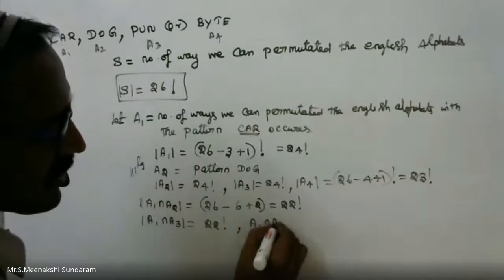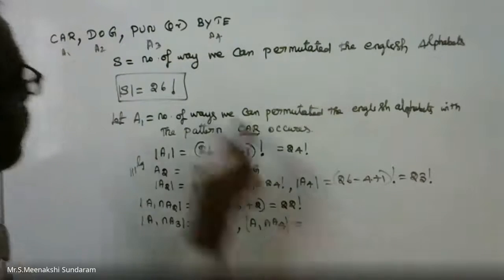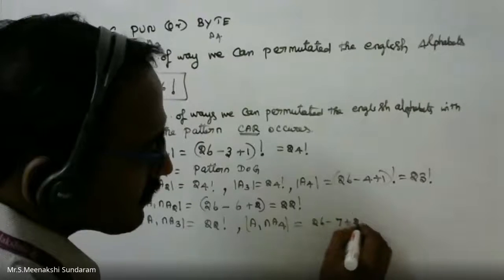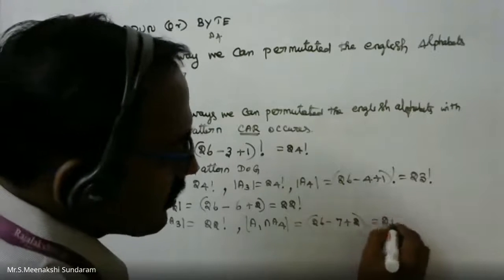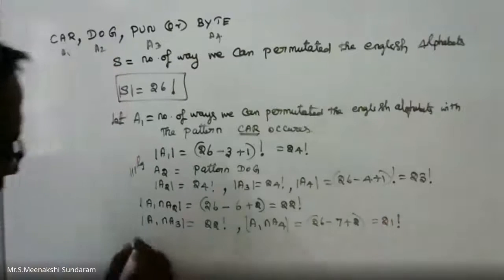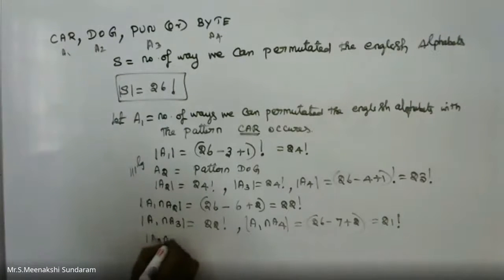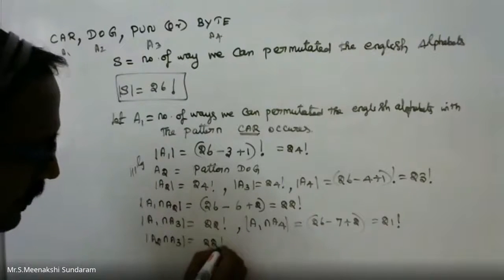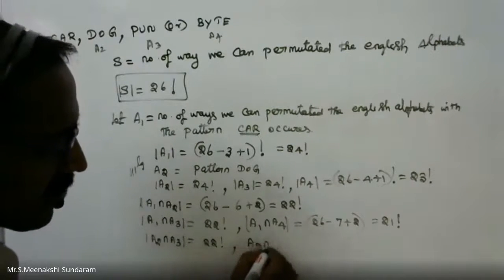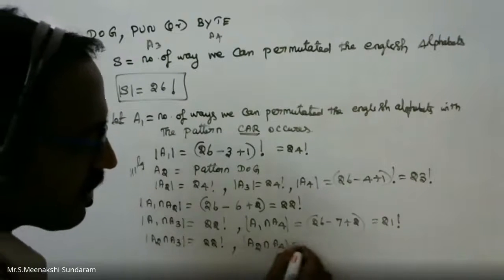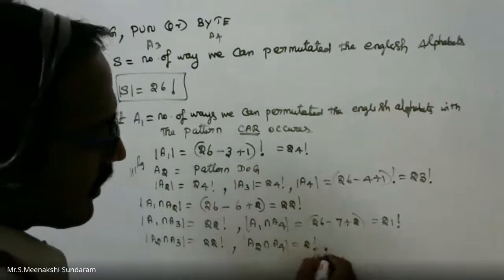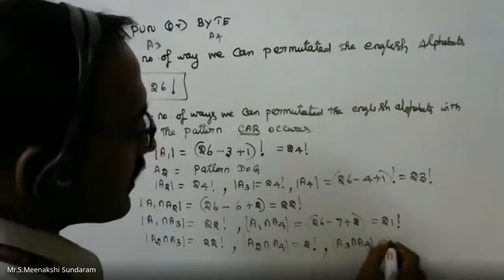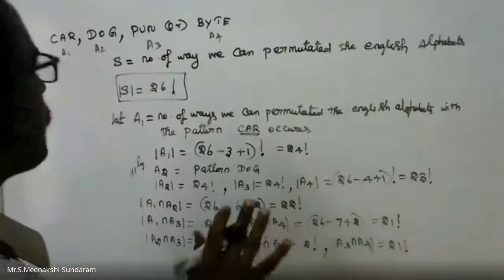A1 intersection A4, how many possibilities are there? 26 minus 7 plus 2. So 28 minus 7, 21 factorial. And A2 intersection A3, A2 and A3 also 6, so 22 factorial. A2 and A4, the same formula, 21 factorial will come. And A3 intersection A4, that is 21 factorial. There is no other possible way.